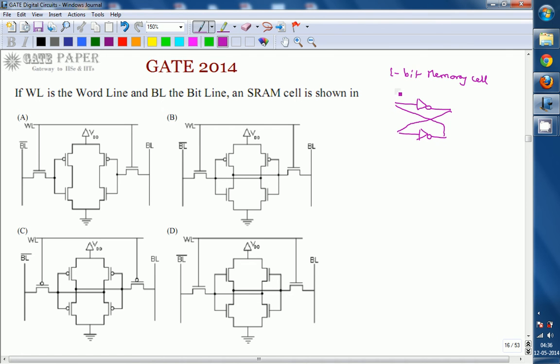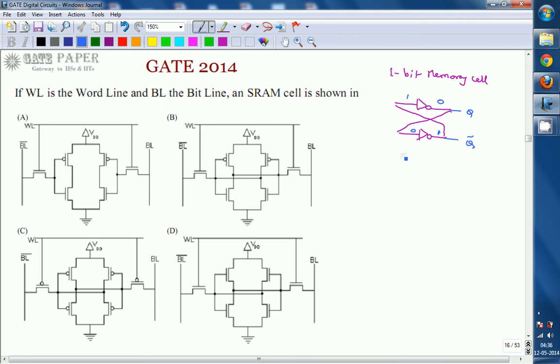For example, assume that the input for the first inverter is 1. Then its output will be 0. The output of this one is the input for the second inverter, so the output of the second inverter is 1, and this 1 goes back to the first inverter. So it is a cyclic process. The output of the first inverter is 0, which you can take as Q, and the other can be taken as Q bar. The outputs of the memory cell are complements of each other.